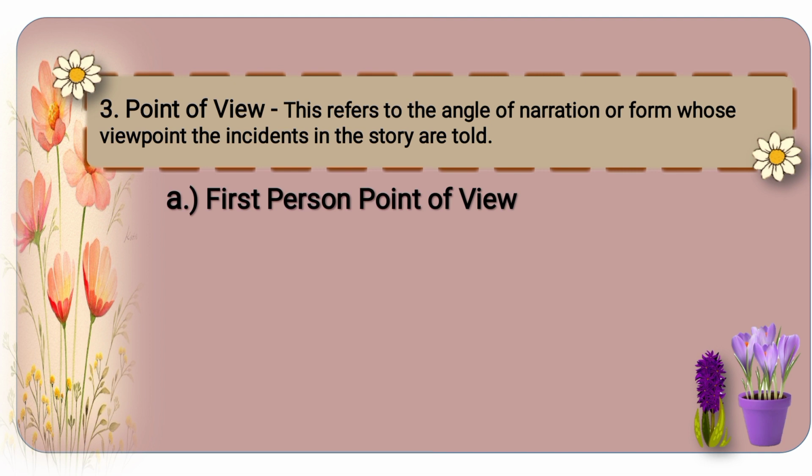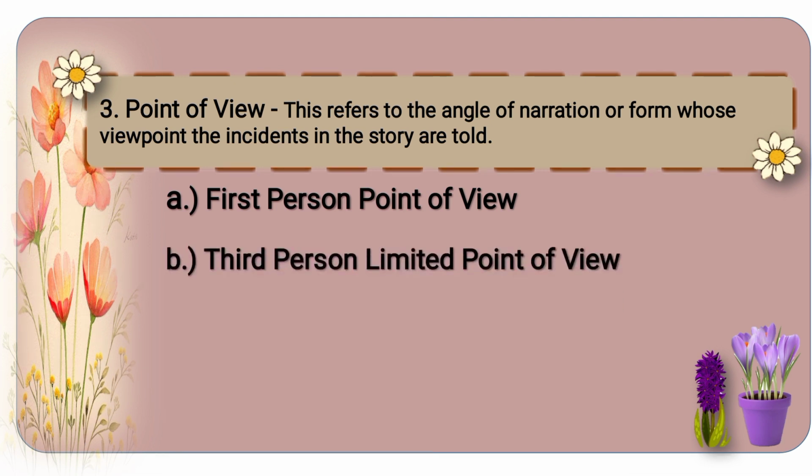Next is the third person limited point of view. The unidentified author refers to his characters in the third person but limits himself by telling only what can be seen or heard inside the world of the story. It is otherwise called camera eye technique, as the narrator does not reveal about what the character thinks or feel. So, yan yung third person limited point of view.